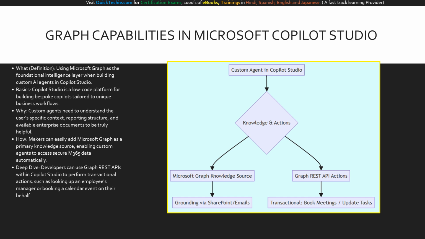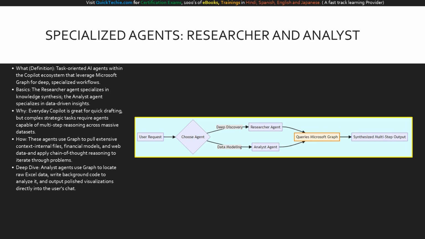Now follow the right path. By integrating Graph REST API actions, the agent gains the ability to execute tasks, leading to transactional capabilities like booking meetings or updating Planner tasks. This visual emphasizes that Microsoft Graph provides both the brains, knowledge, and the hands, actions, for any custom AI agent you build. As AI matures, we are moving from general assistants to specialized experts.